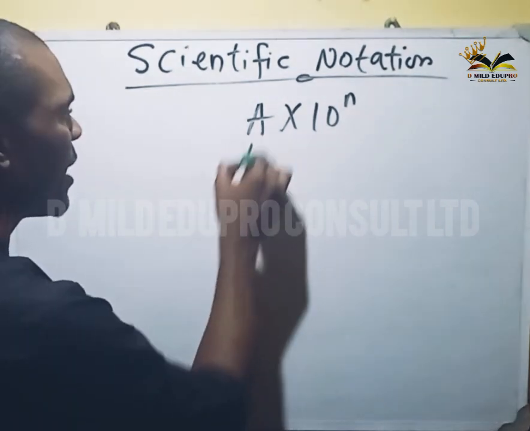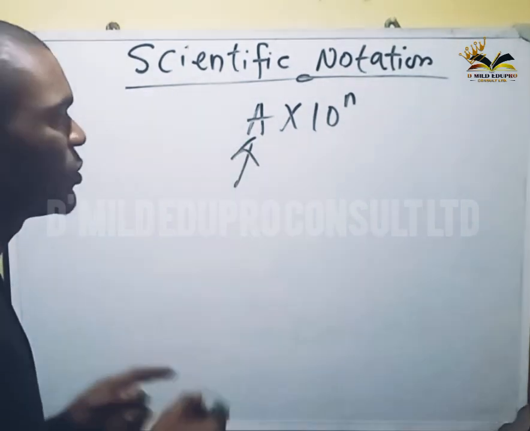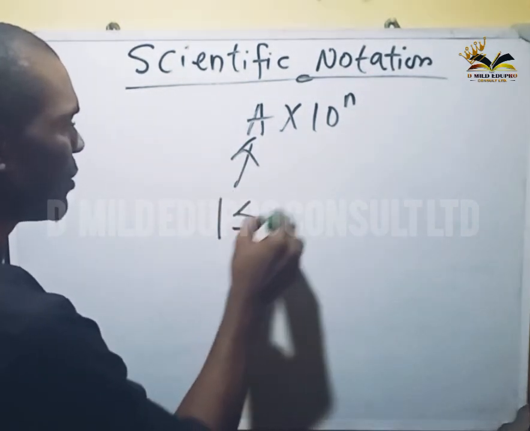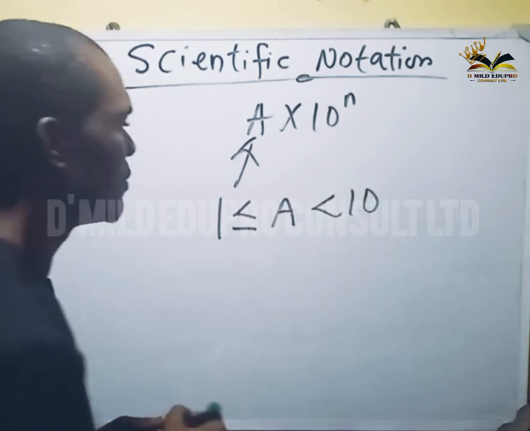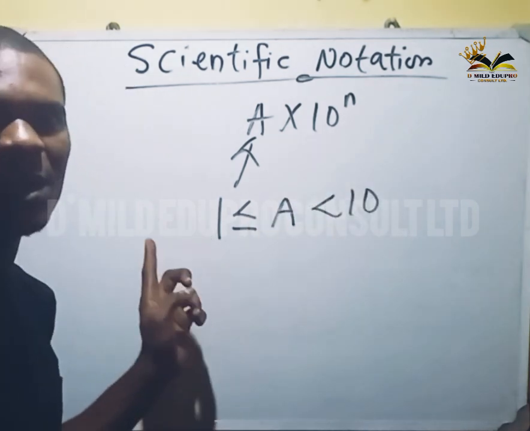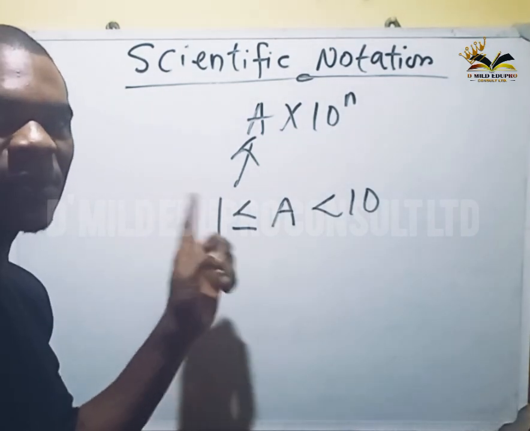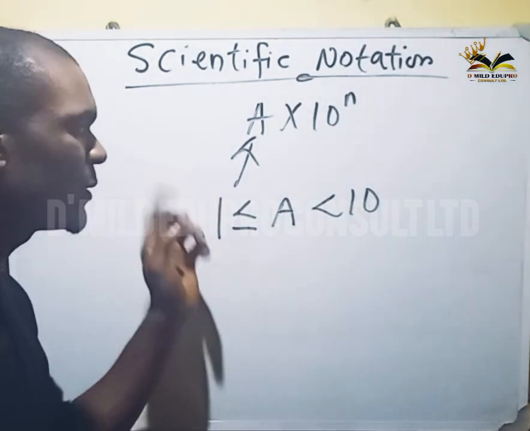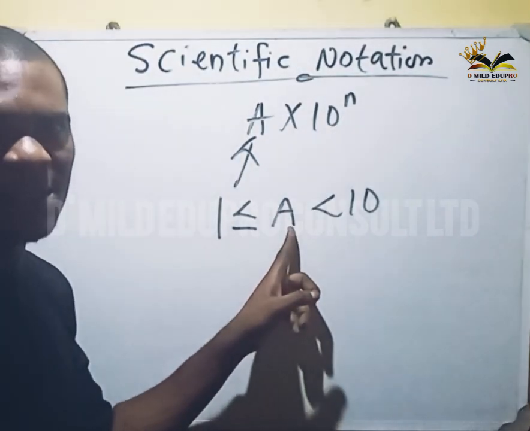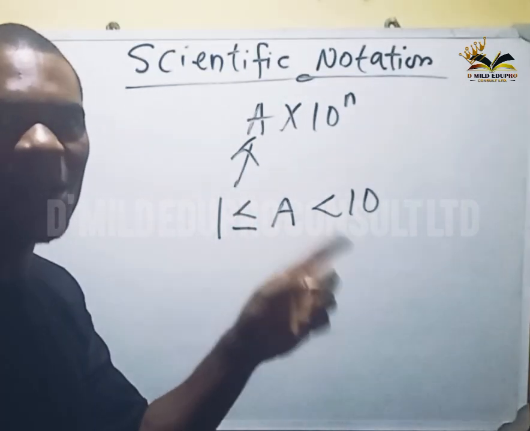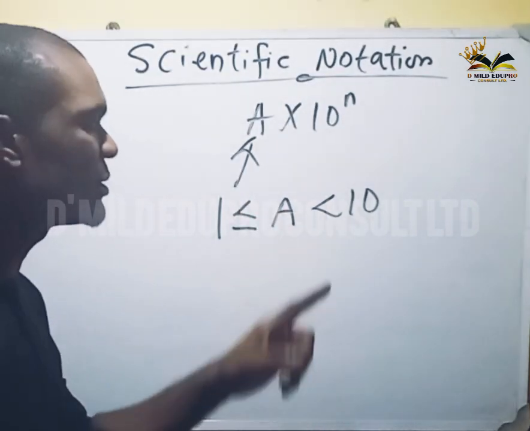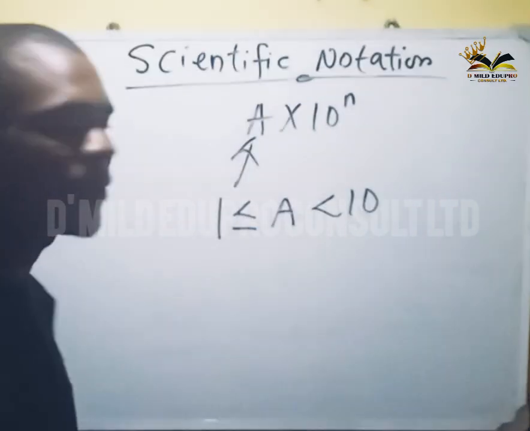Then here, A is a number that falls between a number greater than or equal to 1 and less than 10. So what it means is that A can be 1.1, 1.2, 1.99, or a number less than 10 can be 9, 9.1, 9.2, 9.99, but the number should not be up to 10, okay?